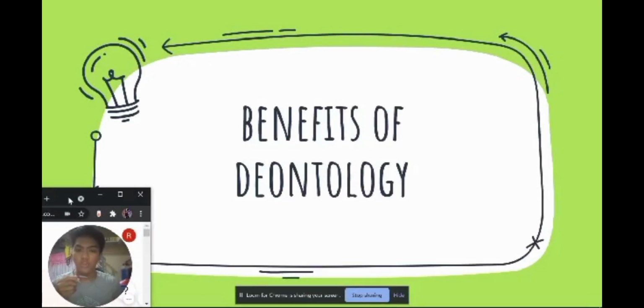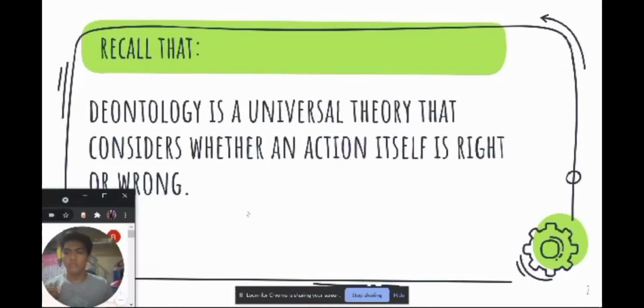Benefits of deontology. Recall that deontology is a universal theory that considers whether an action itself is right or wrong. It is solely based on the action itself, whether it is right or wrong to do so, and does not consider the result or consequences of an action.